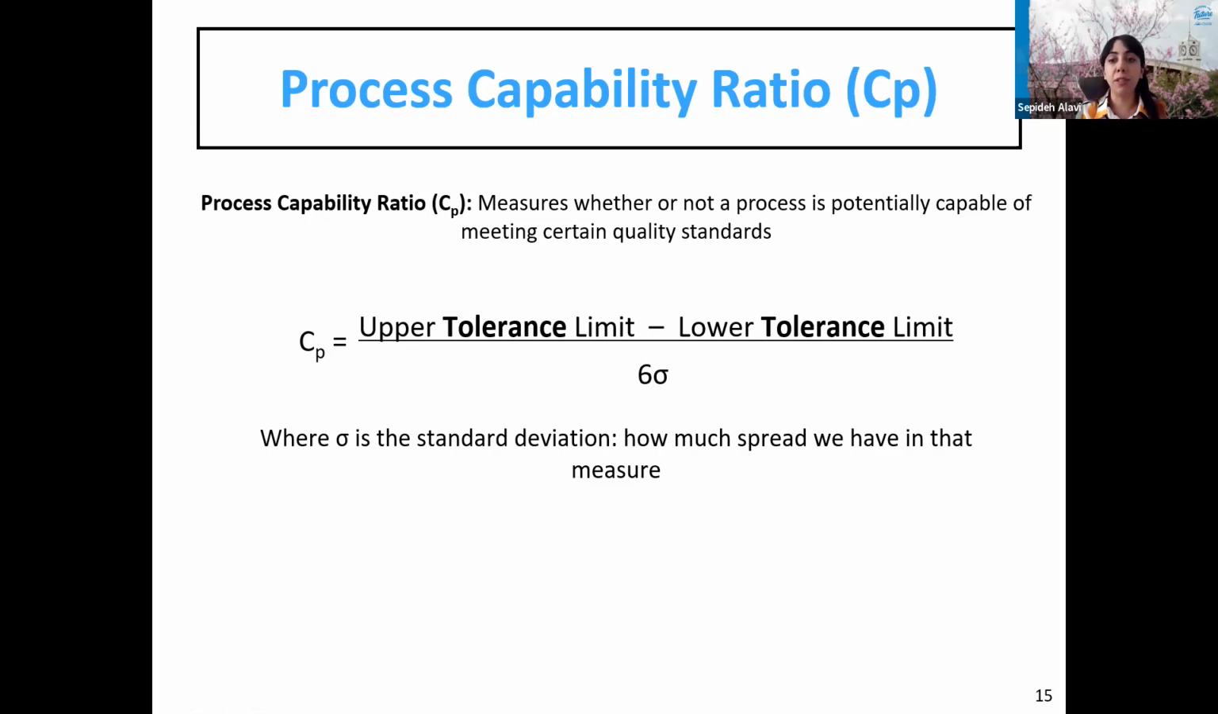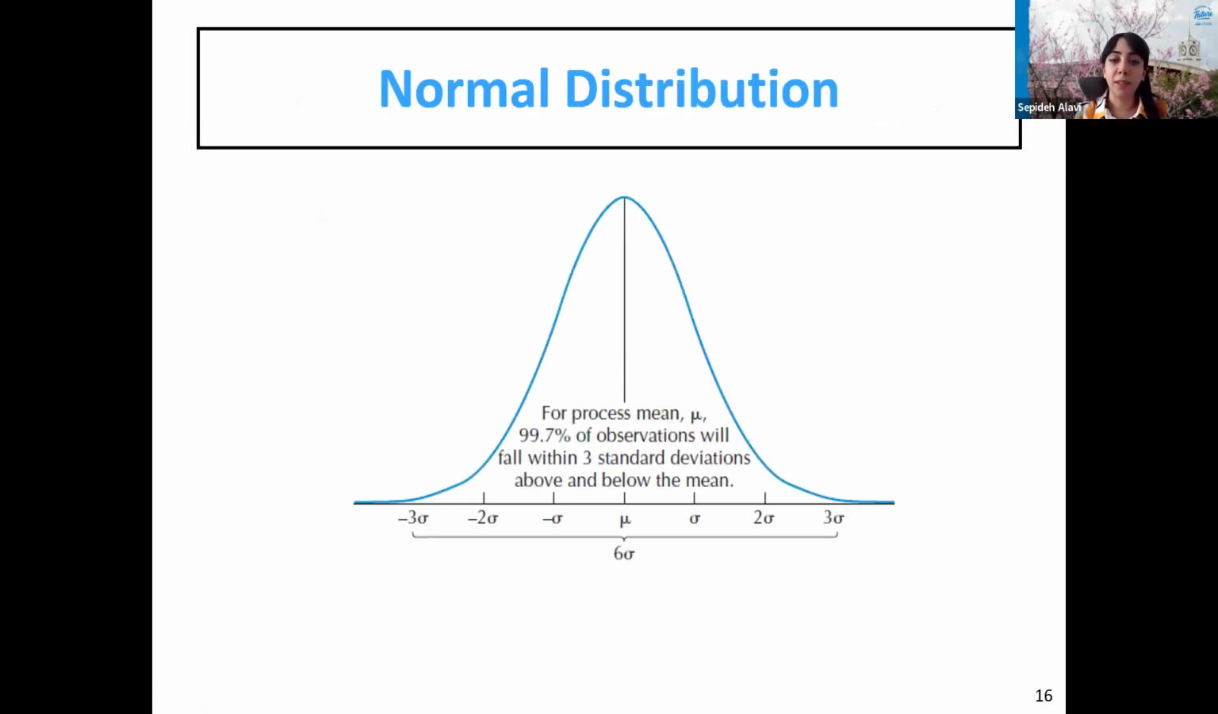In other words, how much spread we have in that specific measure related to the product that is being produced with that process. So let's think about it, because you might wonder why we use 6 sigma in the denominator. Well, that's because of the properties of the normal distribution.